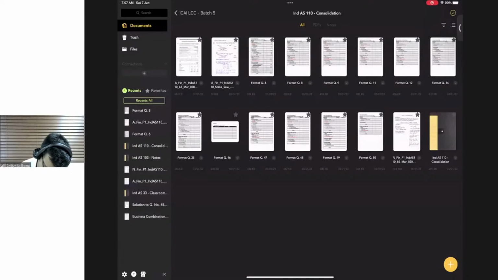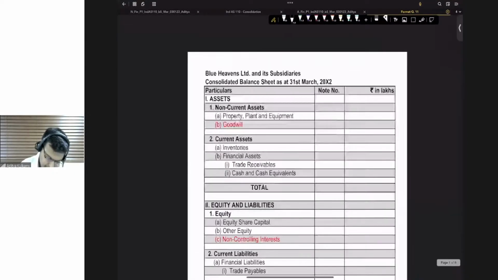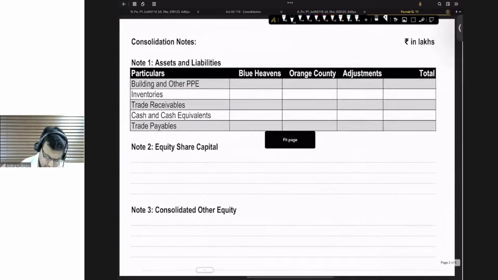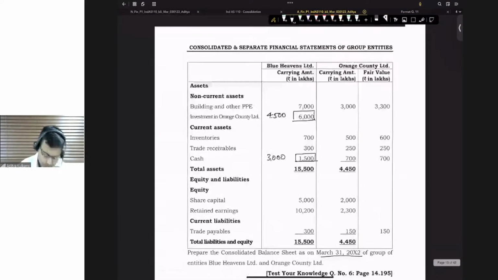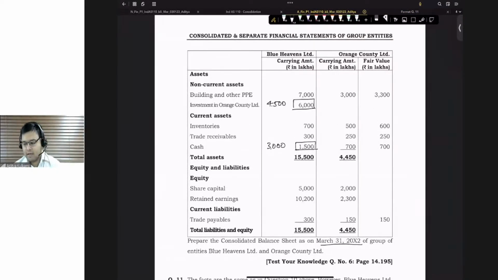Question 11. Okay. All right. Everybody read the question? Yes. So now let us proceed to start solving it.